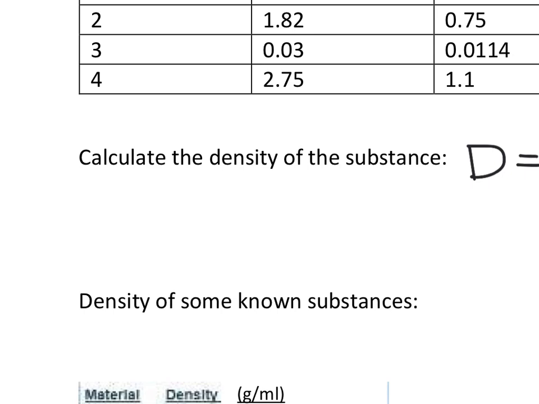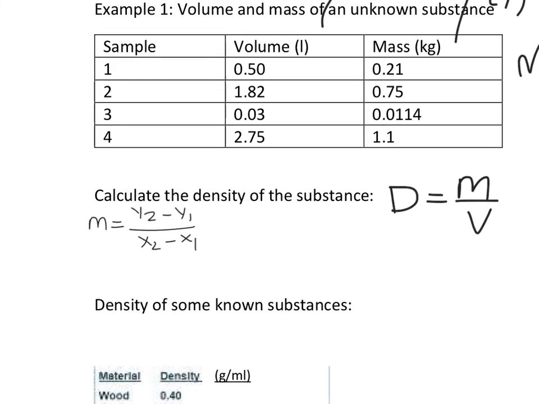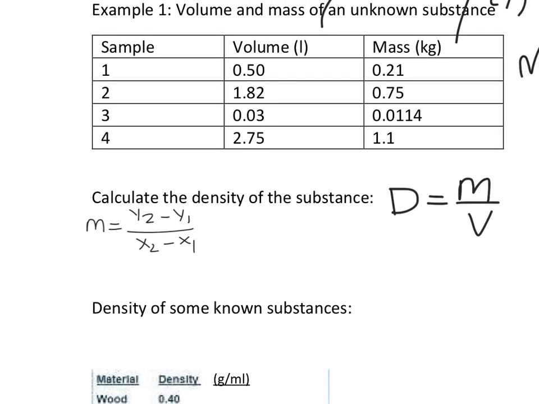And my slope formula, if I remember it correctly, is m is equal to y2 minus y1 over x2 minus x1. Now when we did our lab earlier this year, we calculated density by doing a linear regression on our data points in Desmos. You could do that, or I could just pick two data points. I can pick any of these data points. I typically like to use the smallest x and y values, which would be sample 3 here, and the largest, which would be sample 4.